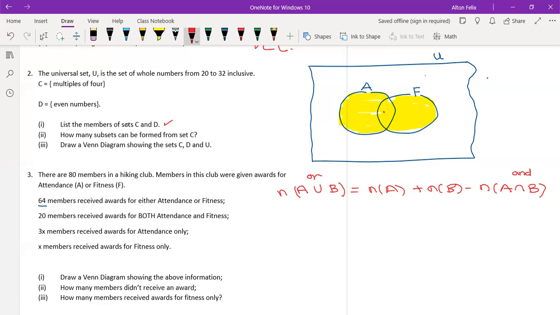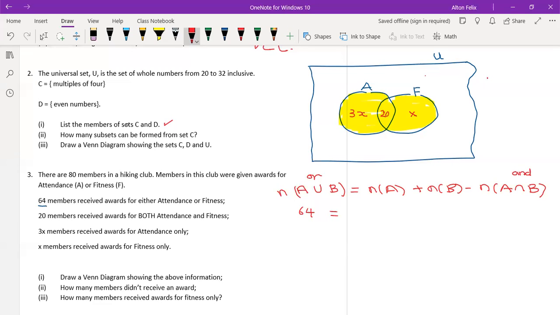Okay, so once we have gotten that out of the way, let's see how we can piece together the information. 20 members receive awards for both attendance and fitness. So it means that the 20 should go right here, smack in the middle, as shown. 3x members receive awards for attendance only. So 3x would be here in this portion, attendance only. Similarly, x members receive awards for fitness only. So we put x here. Now, if you recall what we just said, the 64 represents the entire region, A or B, that's the yellow portion. The number in A, well, we could look at A, it will be 3x plus 20.